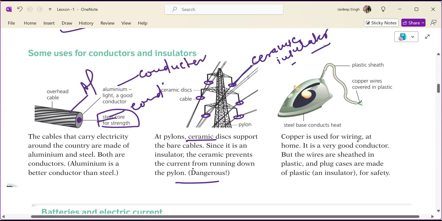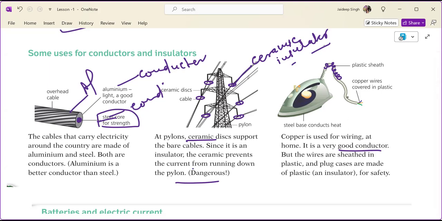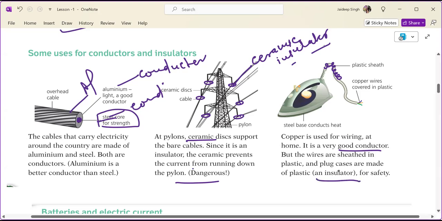Copper is used for wiring at home. It is a very good conductor, but the wires are sheathed. These are covered in plastic to protect them, because plastic is an insulator, and plug cases are made of plastic. Plastic is an insulator for safety.